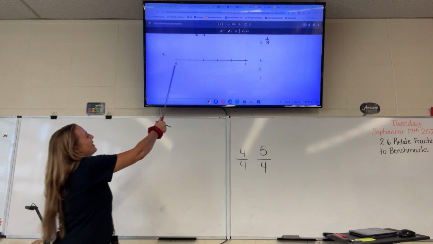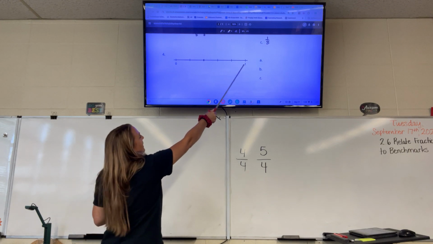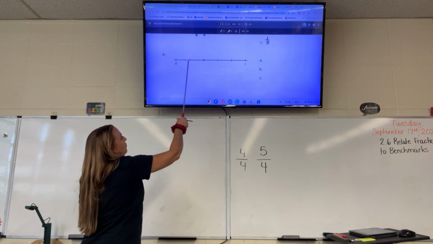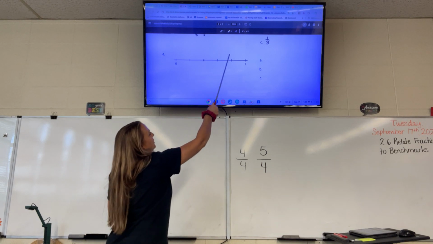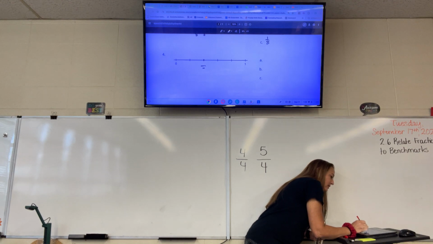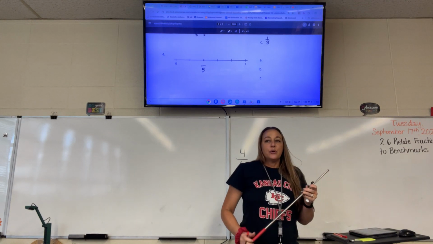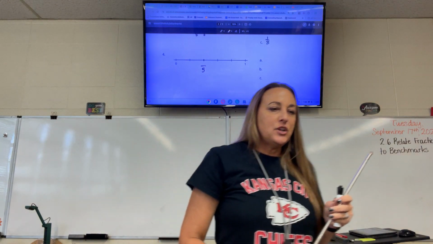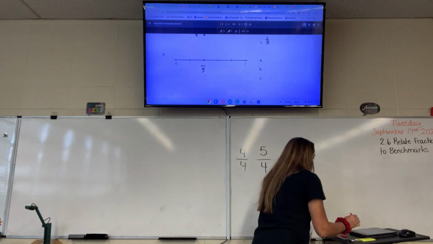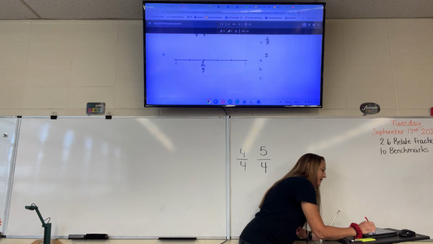Good deal. All right. So here we have a 0, a 1 whole, and a point. We got to figure out what our denominator is first. So we're going to go 1, 2, 3, 4, 5. So that means on all these fractions, our bottom number is 5. What's our top number on this one? Macy, how many jumps do we make? 2. 2/5 is our answer. Macy gets a point. Okay, so A is 2/5.